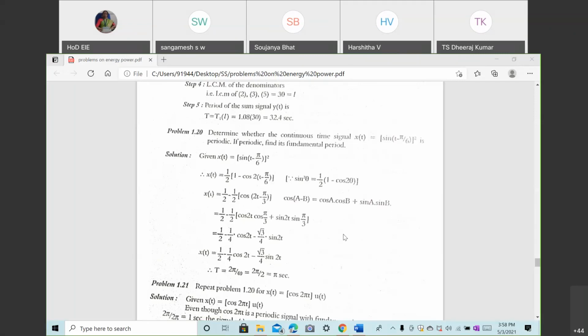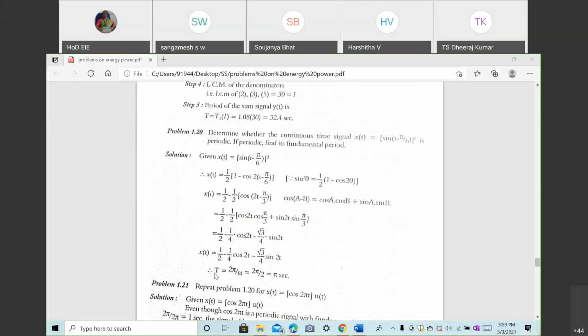Here we have to apply the cos of a minus b formula: cos a cos b plus sin a sin b. You have to remember that formula. As per that, cos of 2t minus pi by 3 is cos 2t into cos pi by 3 plus sin 2t into sin pi by 3. Then it is simplified further to the last level.